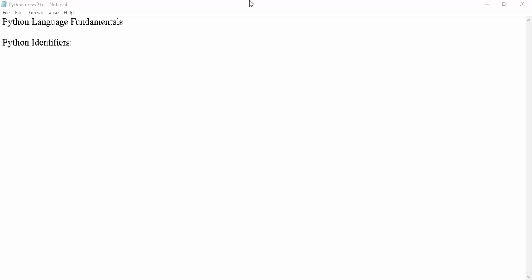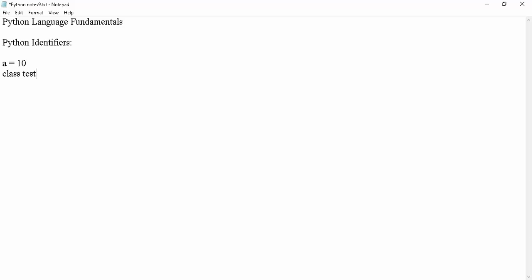Example, a equal to 10. For this integer value 10, I am giving the name a. The a is called an identifier. If I am giving a class name, it means class space test. I am giving the name of the class as test, like that.